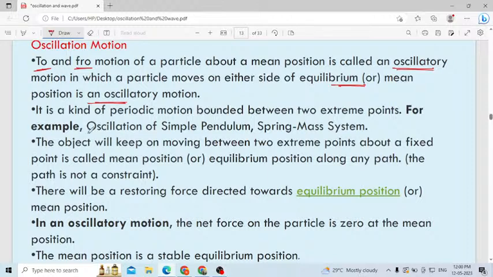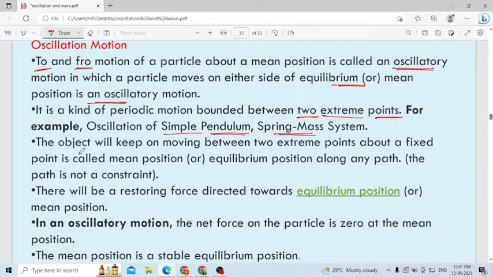Next one, it is a kind of periodic motion bounded between two extreme points. Already I told you how many extreme points there are in oscillatory motion: two extreme points. For example, the oscillation of a simple pendulum, which I explained in detail, then the spring mass system. Here you can observe two extreme points.